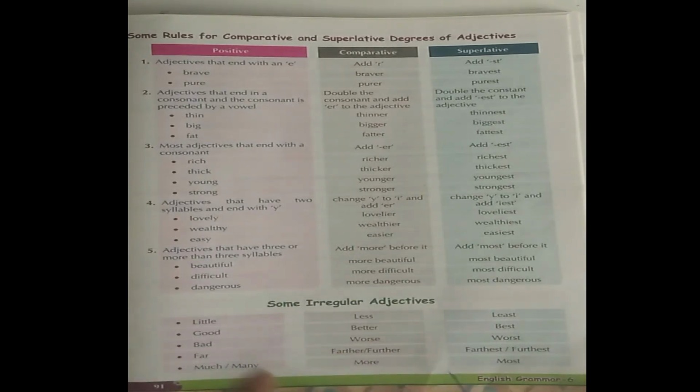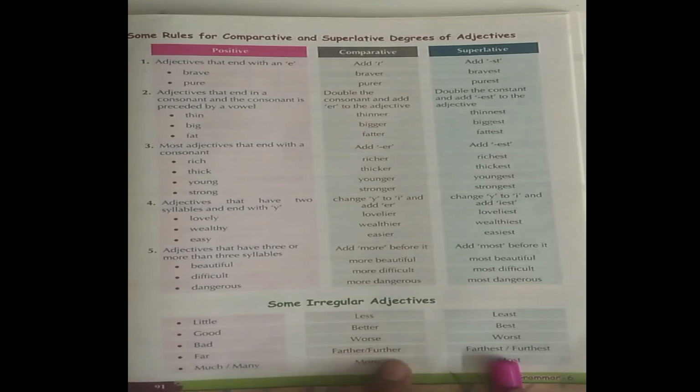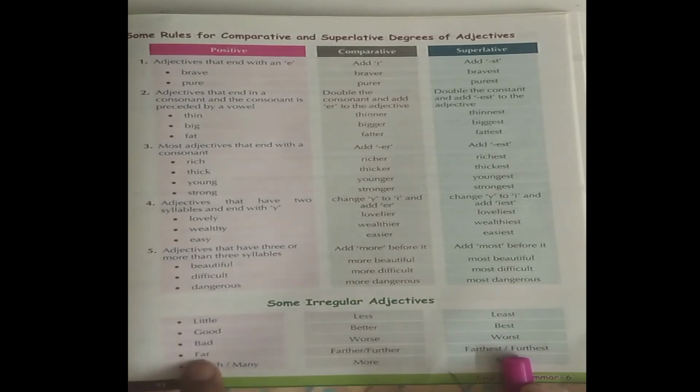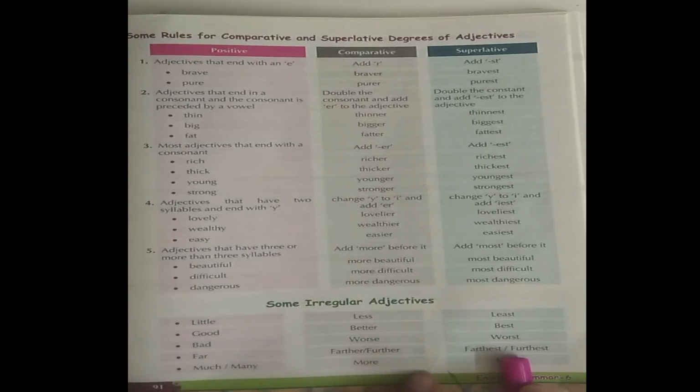The next irregular adjective is far, F-A-R. It is written in two different forms. So do you remember the two different comparative forms of far? First is farther, F-A-R-T-H-E-R, and then it can also be written as further, F-U-R-T-H-E-R. Please do remember this adjective is somehow new to you. Please remember both of these comparative and superlative forms of far. Its superlative is farthest and furthest too.